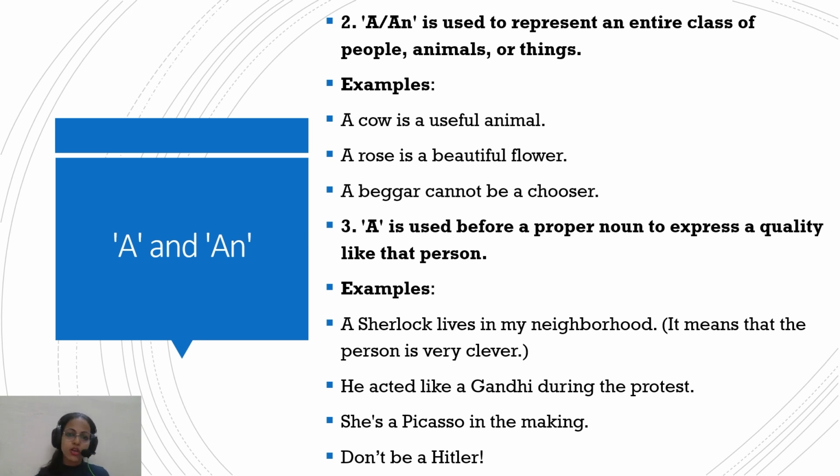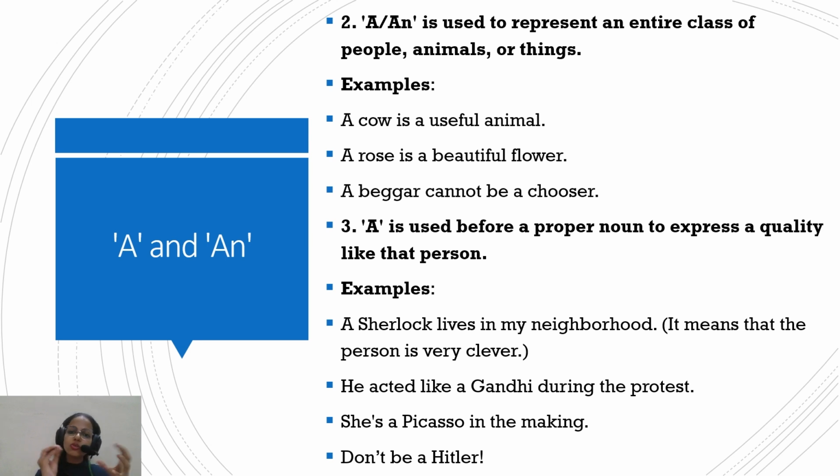If we were talking about Sherlock Holmes, then definitely we cannot use the article a. Then we would say Sherlock Holmes lives in London. We wouldn't say, oh, a Sherlock Holmes lives in London. Of course not. Similarly, he acted like a Gandhi during the protest. The way he acted in the protest, the dignity with which he was giving speeches and managing people, it was very Gandhi-like in manner.